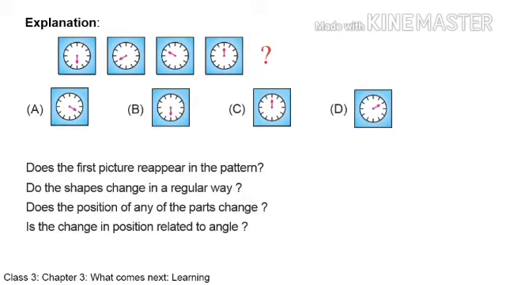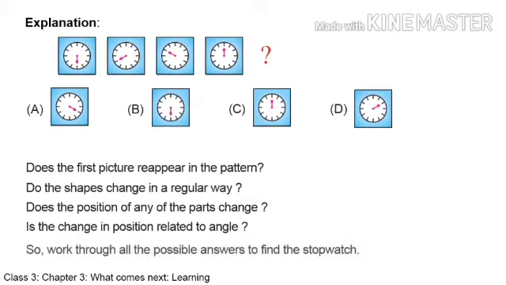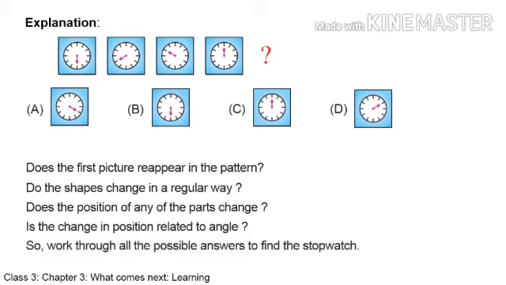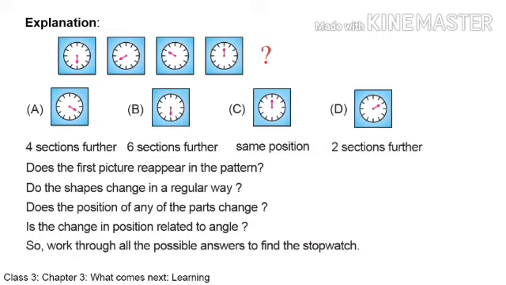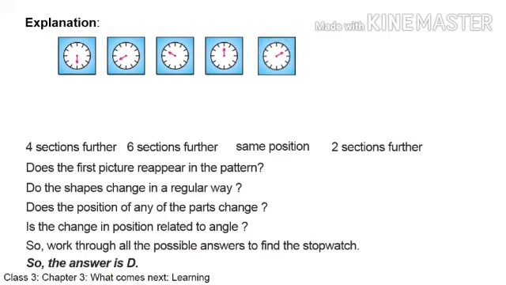Now look at all the options carefully. Which option do you think fits next in the series? So, work through all possible answers to find the stopwatch. Option A is 4 sections further. Option B, 6 sections further. Option C, same position. Option D, 2 sections further. So, the answer is option D.